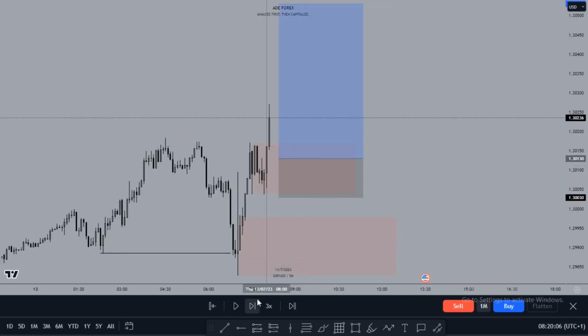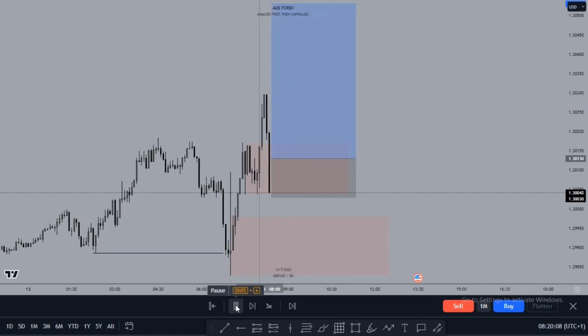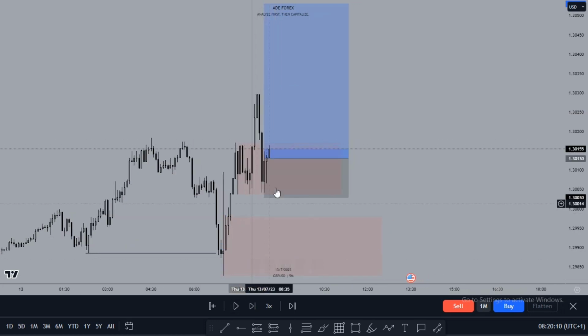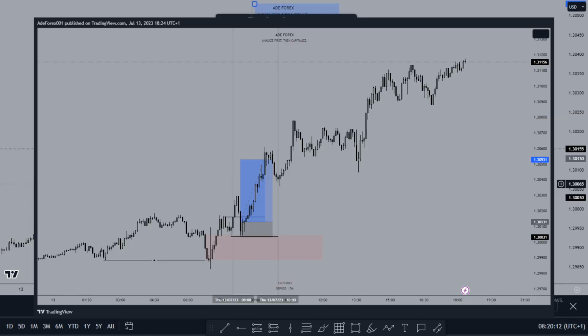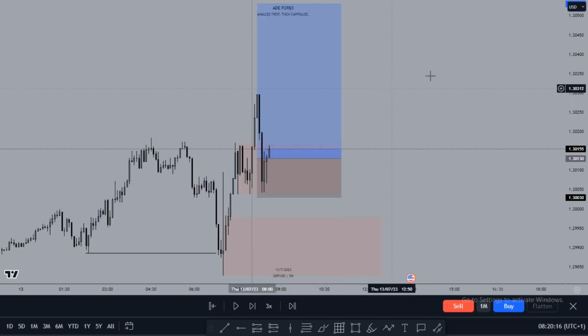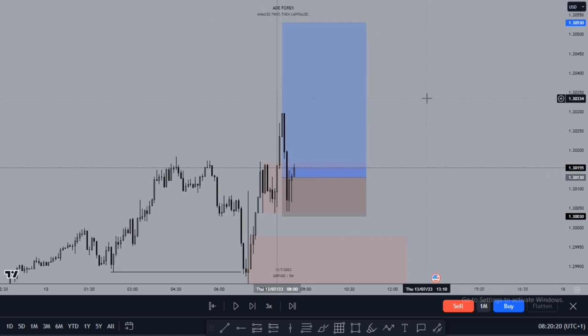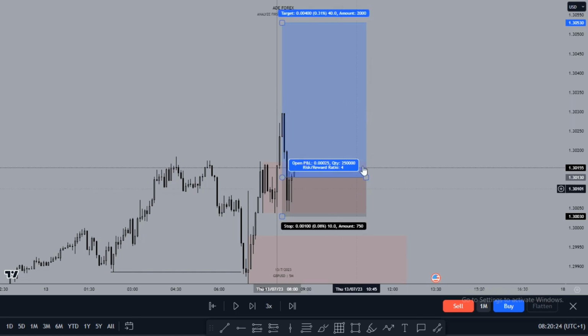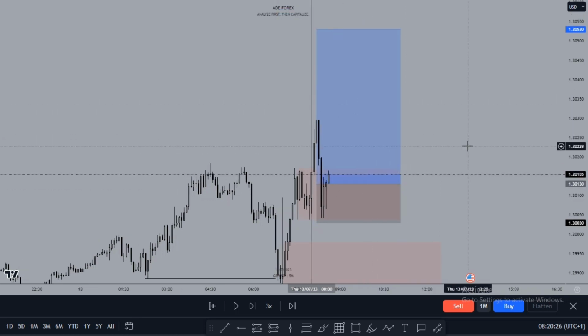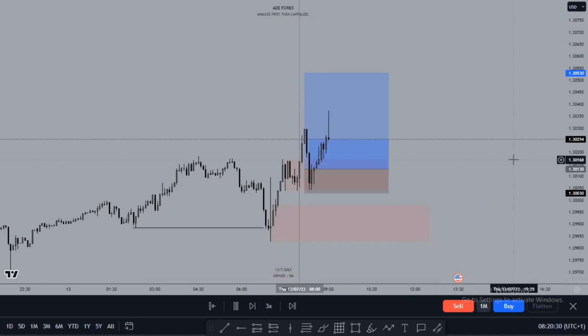So let's see what the market did. In fact, this trade almost took me out. As you can see, I was almost taken out. However, when you're using a good broker, you have no issue with the spreads and all those things. So I was still tagged in, and then the market literally ripped to my take profit.